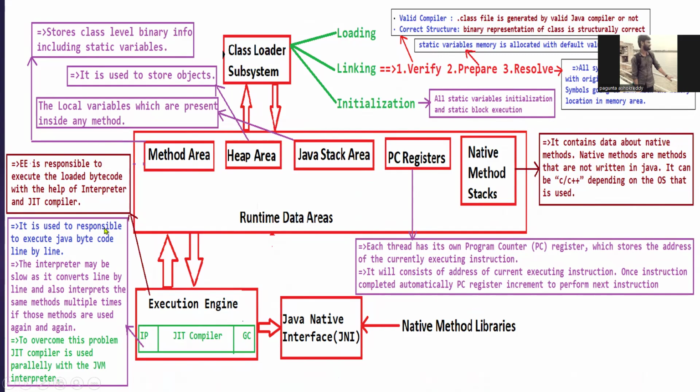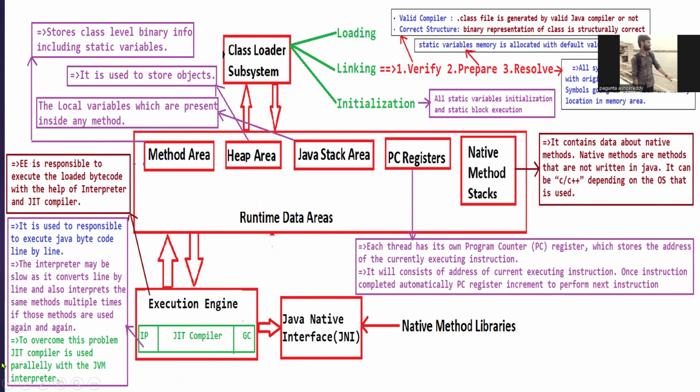Now, what is the interpreter? The interpreter is responsible for executing the Java byte code line by line. The second point: the interpreter may be slow as it converts line by line. Why is it slow? I am telling you, it converts line by line and also interprets the same method multiple times if those methods are used again in the main thread.